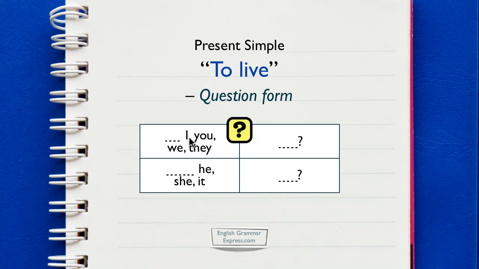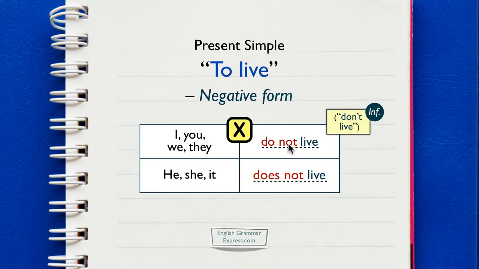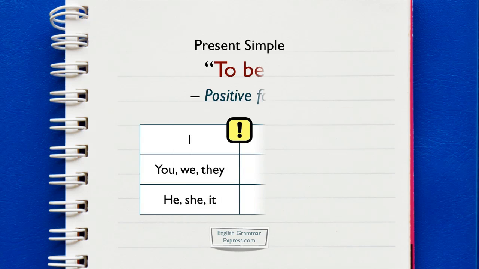Next, we have the question form. And we have do I, you, we, or they live? And does he, she, or it live? That's question form. And now the negative form, I, you, we, or they do not live, and he, she, it does not live. In the informal, for the first we could say I don't live, and for the second we would say he, she, it doesn't live. So that's to live.